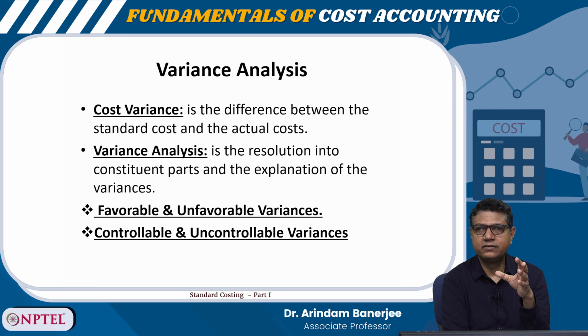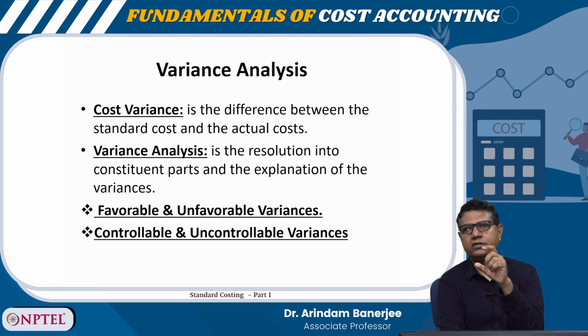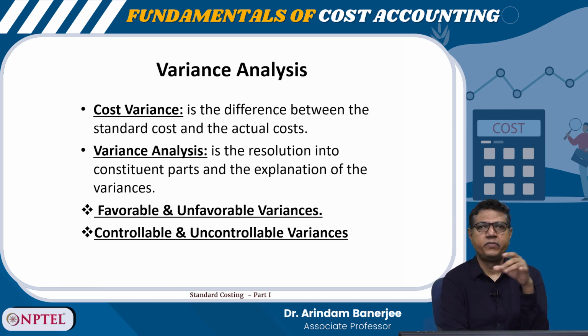Cost variance, as I said earlier, is the difference between the standard cost and the actual cost. Standard cost is what happens at a given work condition; actual cost is the cost actually incurred. Variance analysis is the resolution into constituent parts and explanation of the variance. Explanation is very important here. Variances can be favorable and unfavorable, controllable and uncontrollable.